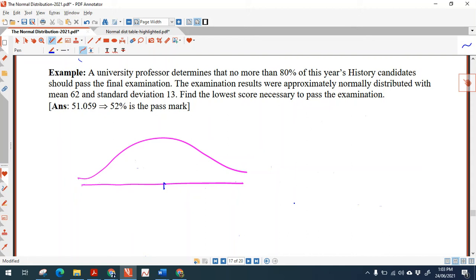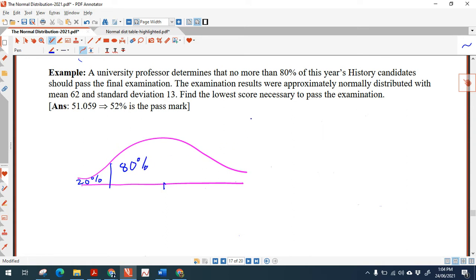Okay, boys, we're going to look at this question. It says a university professor determines that no more than 80% of this year's history candidates should pass the examination. So straight away, we're going to put a little line here and say if 80% pass, that means 20% below that mark, 20% fail, and above that mark, 80% pass.